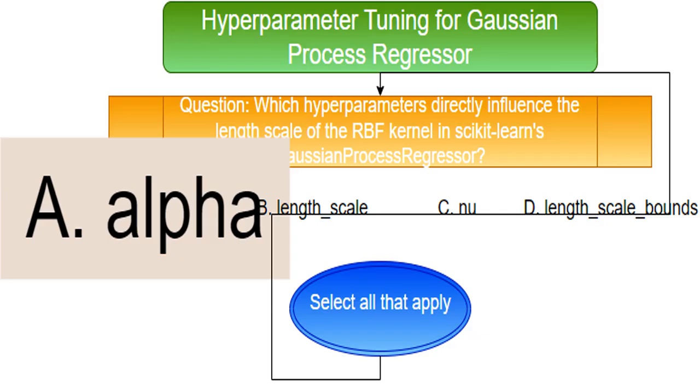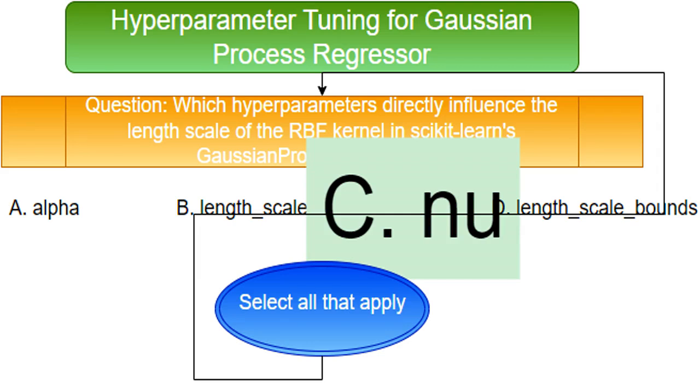Parameter ALPHA is about noise. It describes how much random error or uncertainty we expect in our data. A larger ALPHA means we believe our data is noisier. It doesn't affect how far the influence of a single data point extends. The NU parameter is for different types of kernels, not the radial basis function, RBF, kernel we're focusing on here. It's not relevant to our current problem, so we'll leave it aside for now.